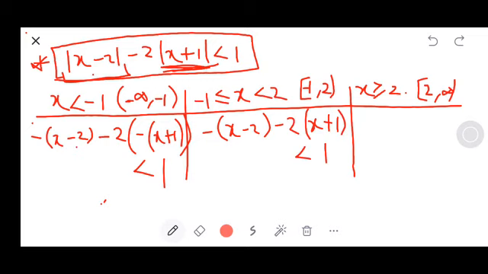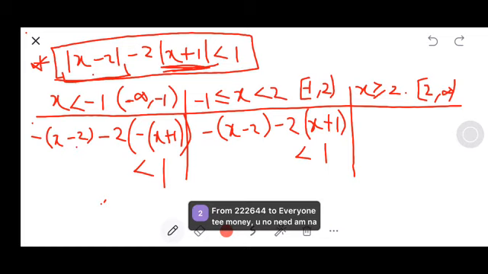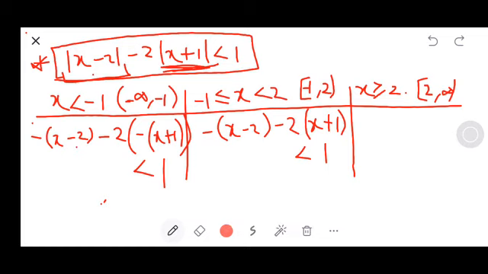And for the third column, we are now in a region where x is greater than or equal to 2. In this region, I want to believe you are all aware that both of them will be positive. So we have x minus 2 minus 2 times x plus 1 is less than 1. We will now start solving each of these inequalities to get the answer. That is the next step after examining what they are in each of those regions.